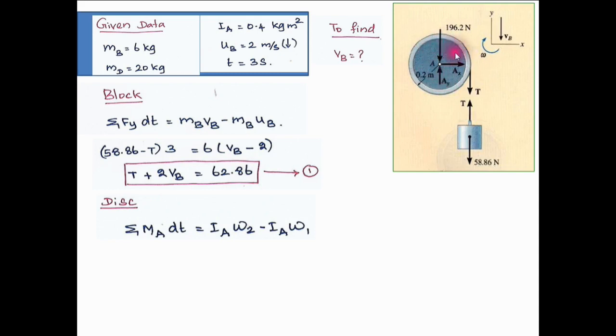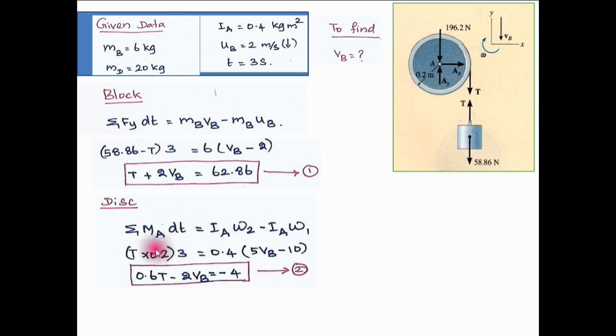Now consider the disc. The disc has a rotary motion, hence here we have to apply the rotary impulse momentum equation. That means summation of moment about A into dt equal to moment of inertia into final angular velocity of the disc minus moment of inertia of the disc into initial angular velocity of the disc. M_A is nothing but the moment about A.